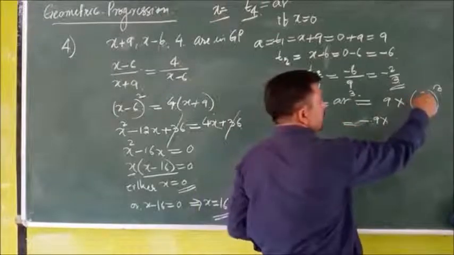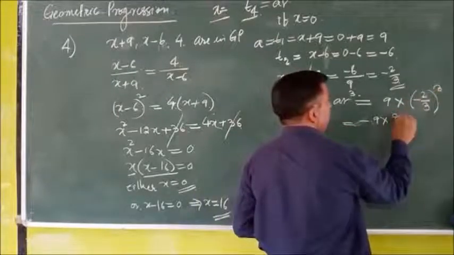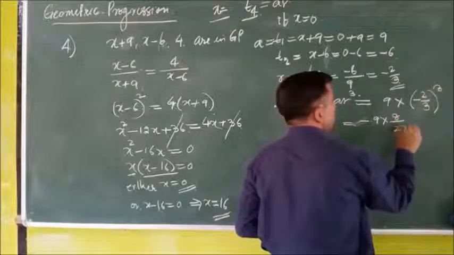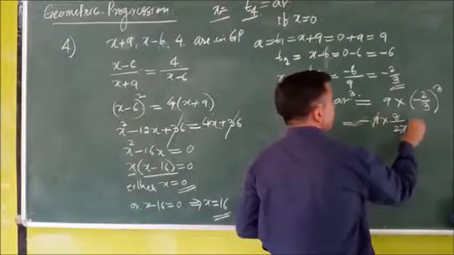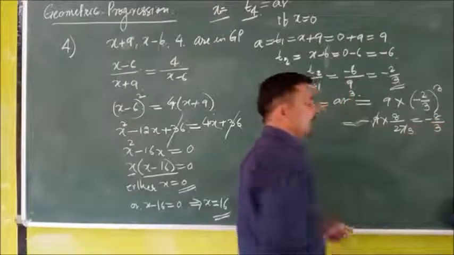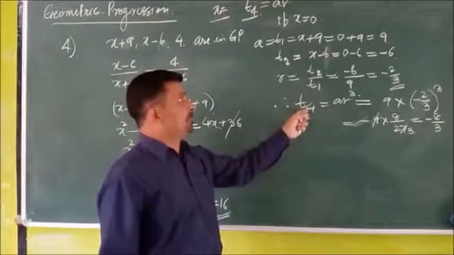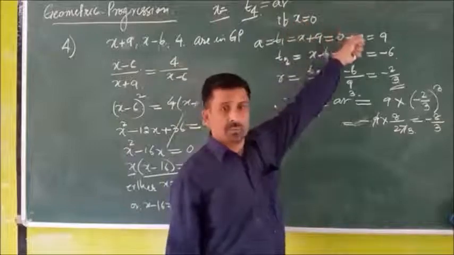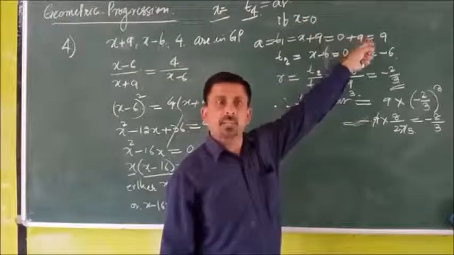Then we will write the numerical value. So 2 to the power 3 is 8, 3 to the power 3 is 27, 9 3s are 27. Your answer is negative 8 over 3. This became your fourth term when your x is equal to 0. Is it okay? Yes, sir.